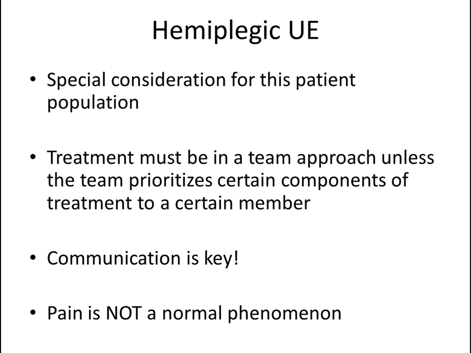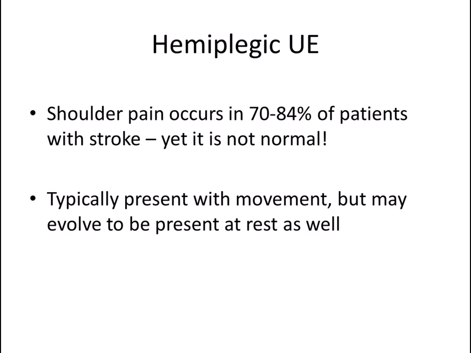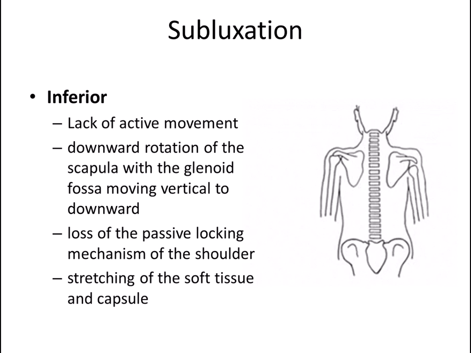Also realize that pain in the hemiplegic upper extremity is not normal. Even though pain is not normal in the hemiplegic upper extremity, shoulder pain occurs in 70 to 84% of patients. This pain is typically present with movement, but may evolve to be present at rest also. Typically, the shoulder pain in this patient population is caused by some form of subluxation.